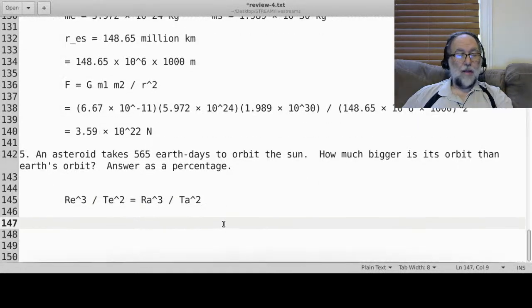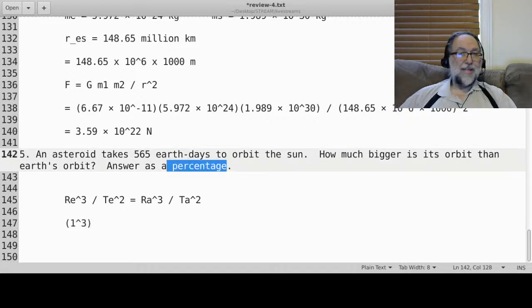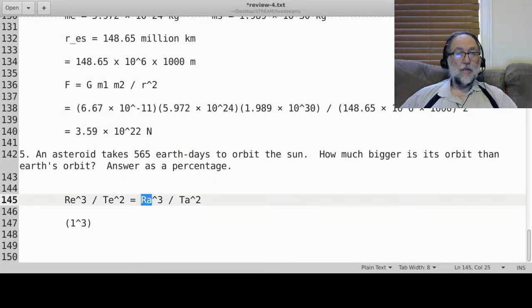Now what? Well, now we can put numbers in here. For the Earth's orbit, we're just going to put 1 in there. And again, the reason is all we want is the percentage bigger. So we're going to get a number out for the radius of the planet here. Sorry, the asteroid.